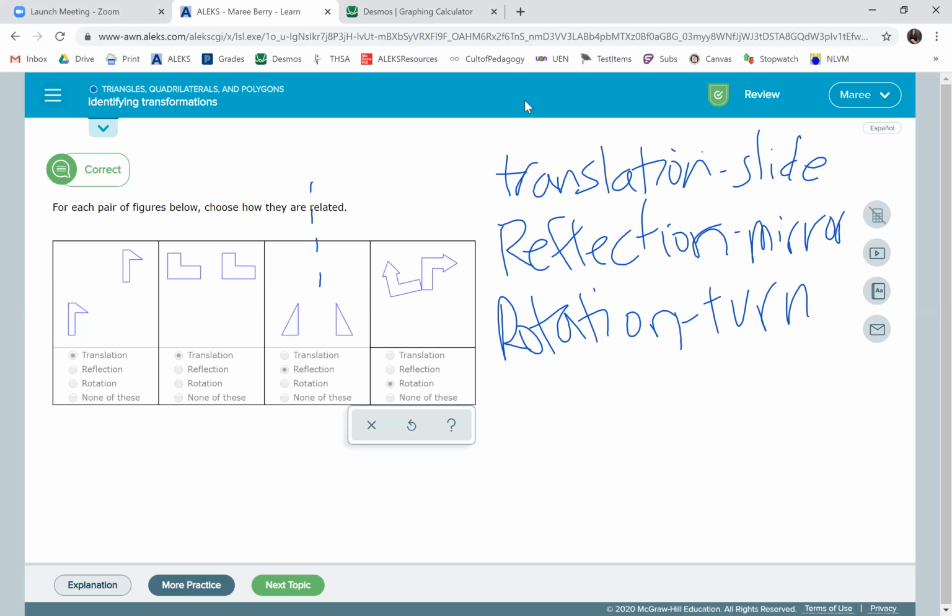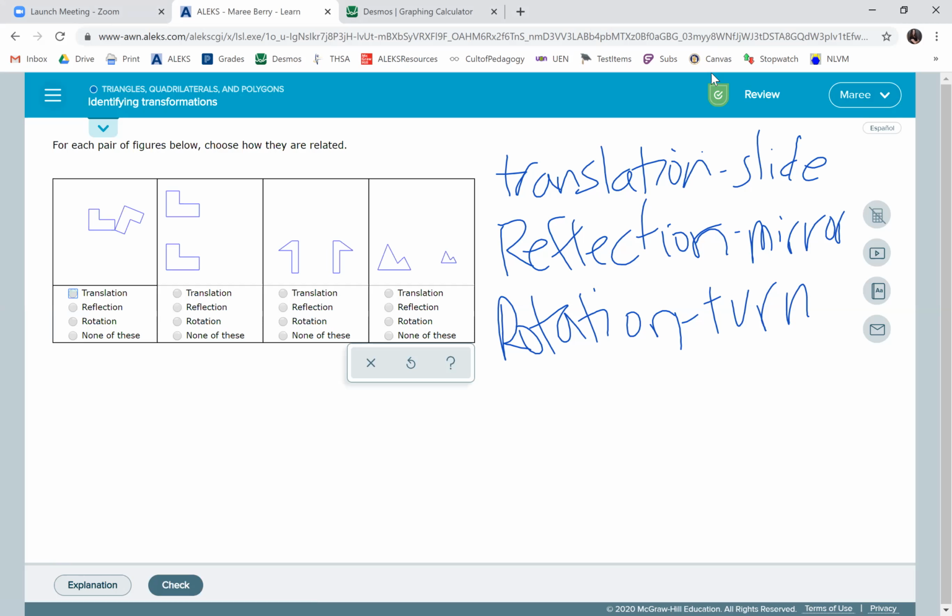So we're going to do another example. Here, let me just erase this line. Okay, we're going to keep our definitions up there. I think those would be good definitions for you to write down. Notice that this one looks like it's turning, so that would be a rotation. This one just slid straight down, so that's a translation. We could draw a line in between here where we could fold it up and these would match up on each other, so that's reflection.